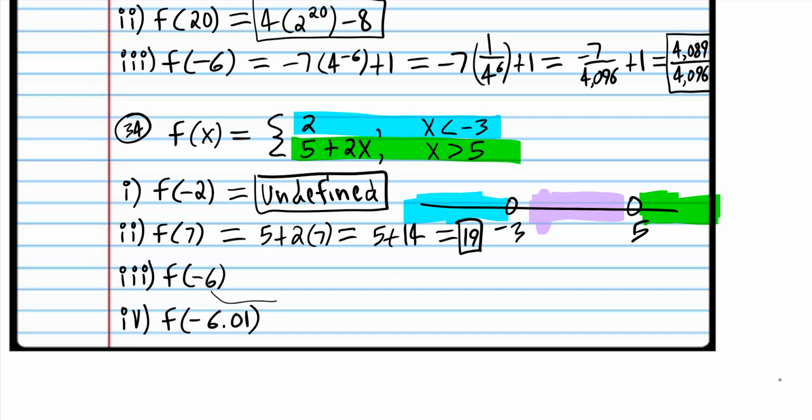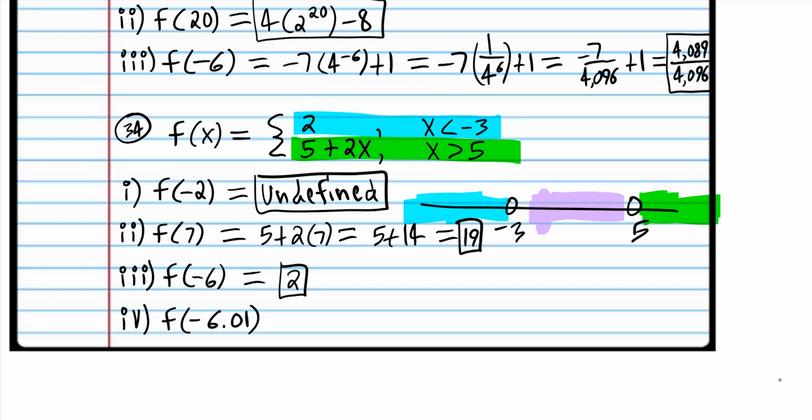Is -6 in the blue region or the green region? It's in the blue region. So what that means is the answer is 2. Now this is kind of confusing. Where did I get the 2 from? Well, what this blue expression tells us is that if our input is less than -3, our output is going to be 2. So you could plug in any input that is less than -3.